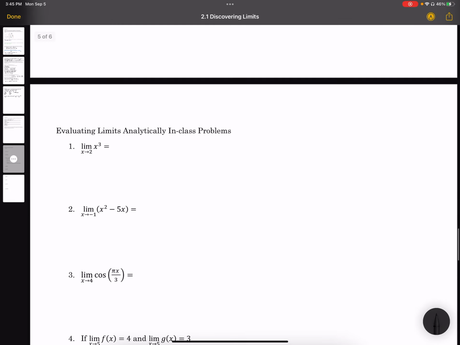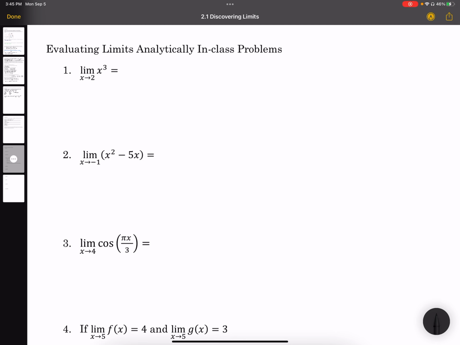So for our first problem, we want to find the limit when x approaches 2. Again, the easiest thing to do is just try to substitute in 2. If we substitute in 2 for x, we're going to get 2 cubed, and since that's just 8, that's the limit.